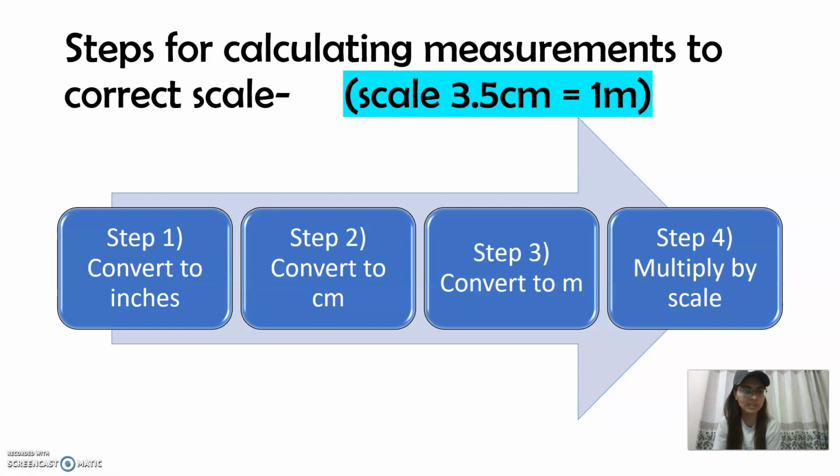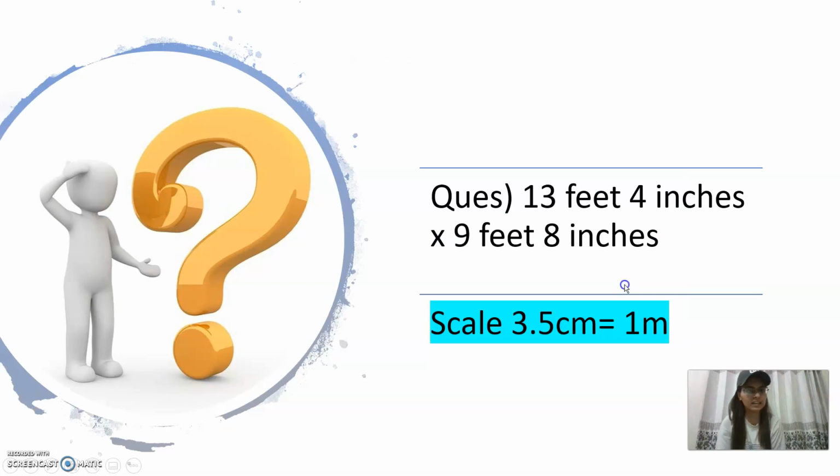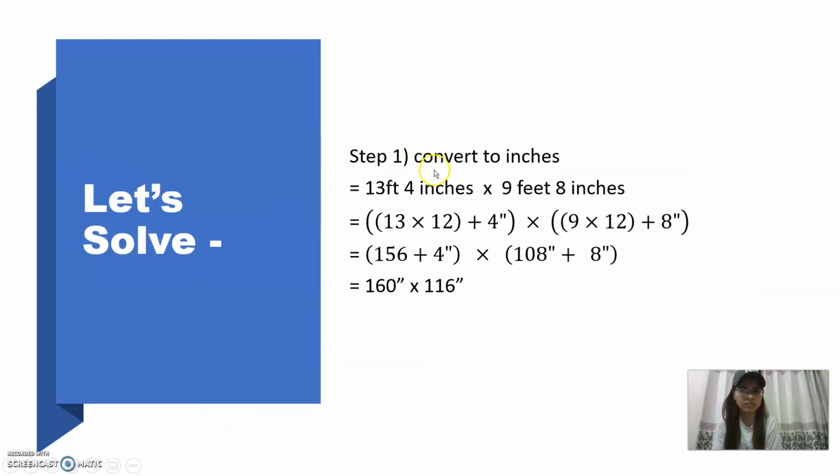And for solving such questions, we have to remember certain points. First one is that while we will be converting feet to inches, we have to keep in mind that 1 feet is equal to 12 inches, and then 1 inch is equal to 2.54 centimeter, 1 meter is equal to 100 centimeter. So by keeping these calculations in mind, we'll be easily able to do this. So let's start it and see. Firstly, we are having 13 feet 4 inches into 9 feet 8 inches.